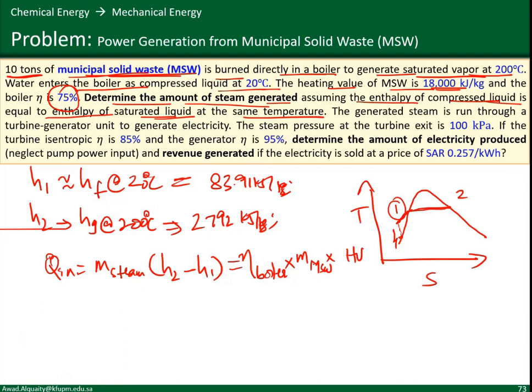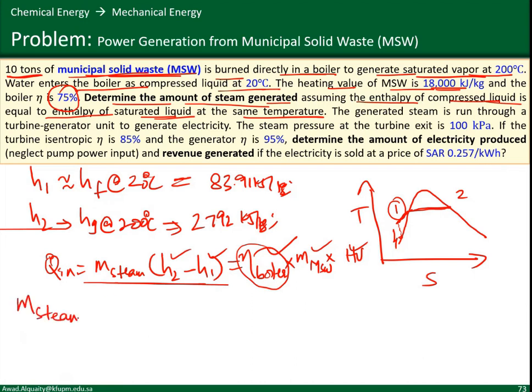Okay, so when you burn the waste, you get a certain amount of energy. 75% of that energy, because of boiler efficiency, is eventually used for converting liquid water to steam, which is what shows up as QM, right? So here, we have been provided with boiler efficiency, the mass, and the heating value. H2 and H1 is what we have calculated or found from the tables based on the information given. So we can directly calculate the mass of the steam, right?